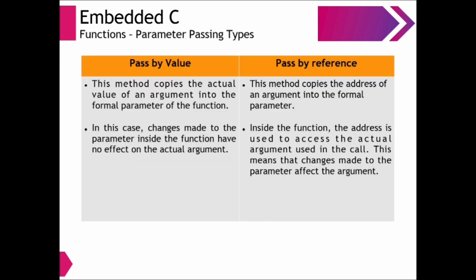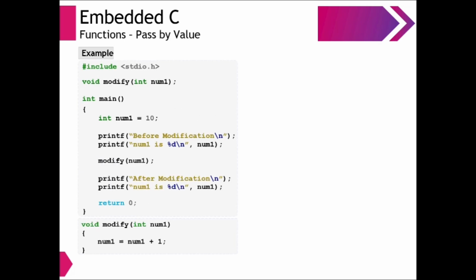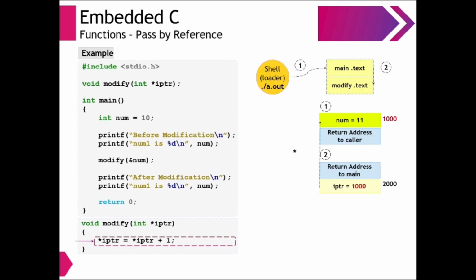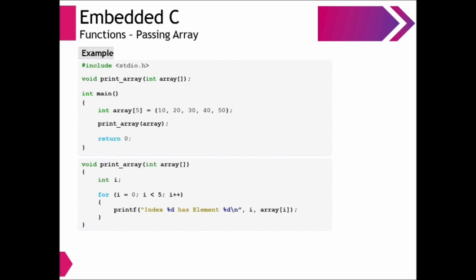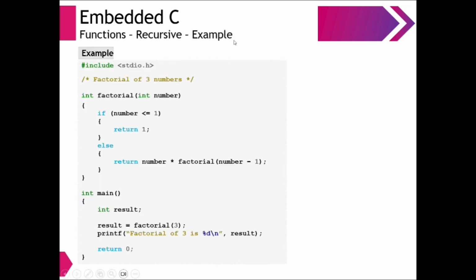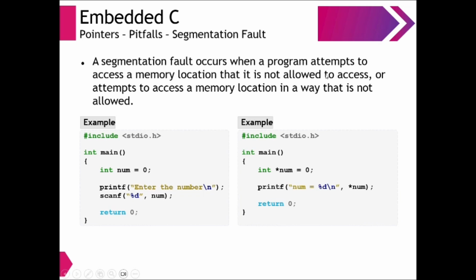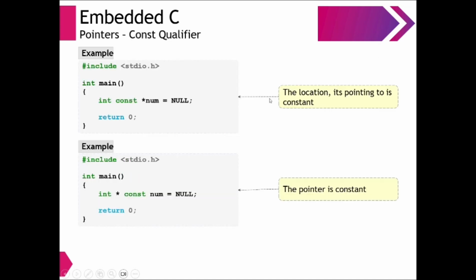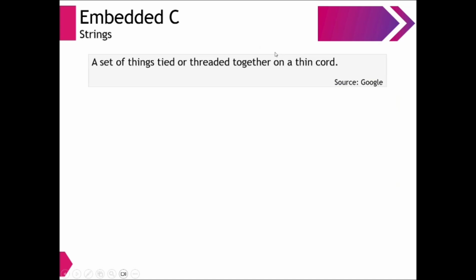And there is pass by value and pass by reference. There is also an example for pass by value and pass by reference, followed by advantages and disadvantages of passing an array. That's a suitable example. Then the recursive function, with a suitable example of how it works. Let's go to the segmentation fault with suitable examples, pointers, also code qualifiers, and also strings.